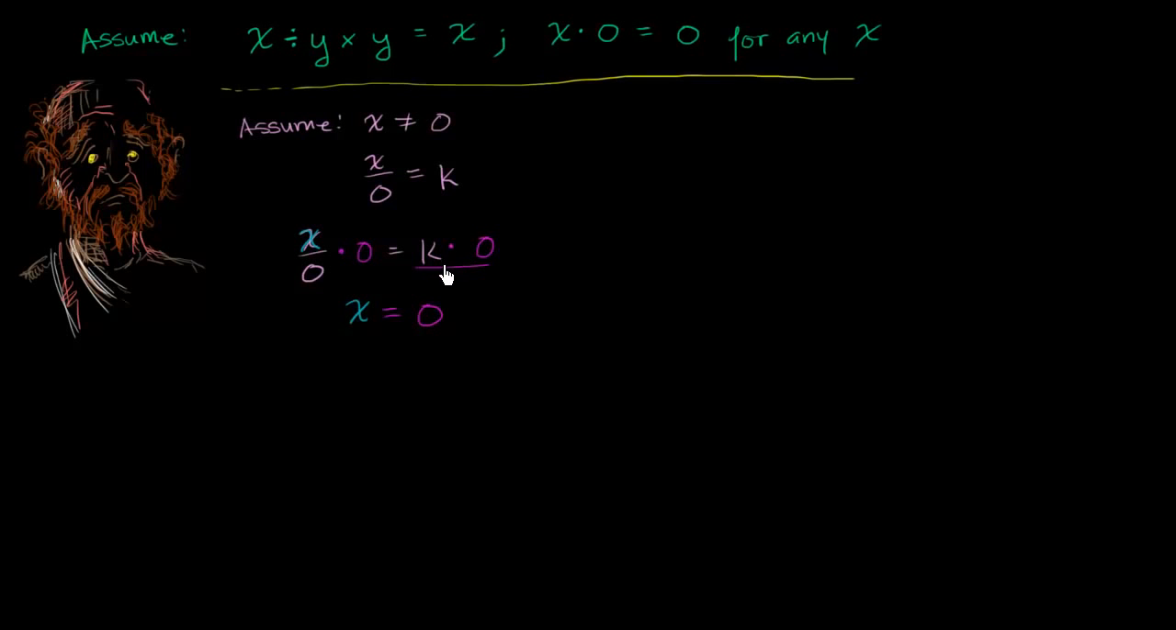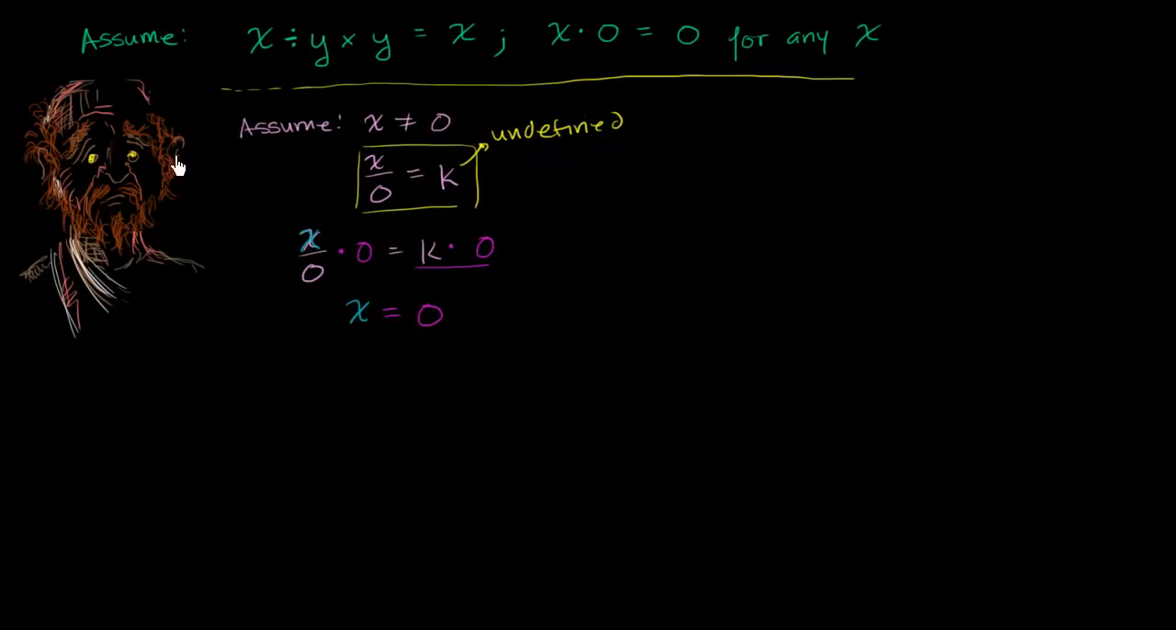And I'm not willing to give up the idea that anything times 0 is 0. So out of all of these things, the only thing that I can give up is this right over here. And I'll say, well, I guess k will have to stay undefined. This whole contradiction happened because I attempted to define what x divided by 0 is.